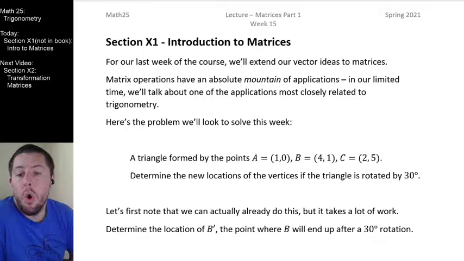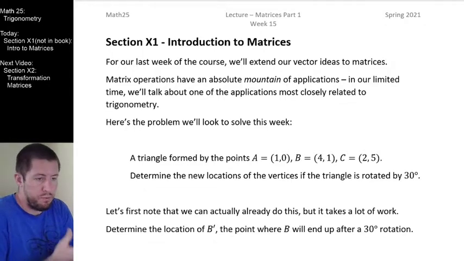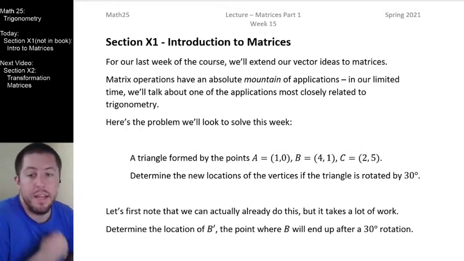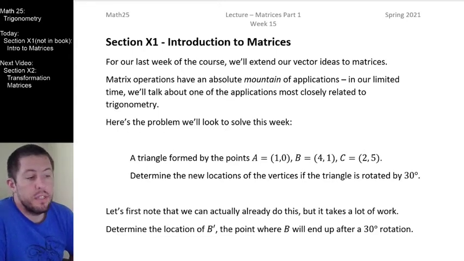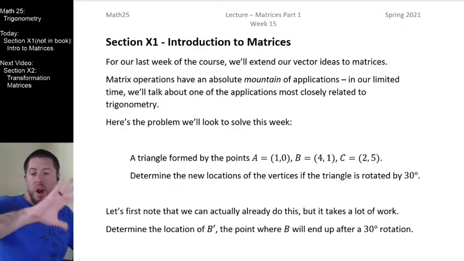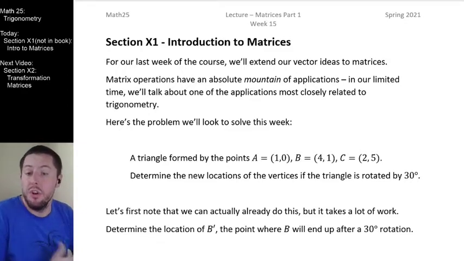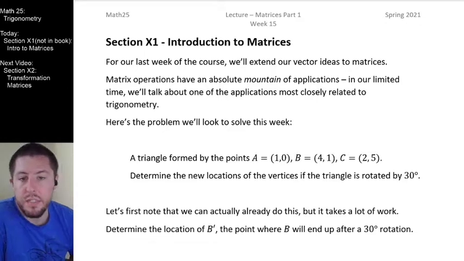So here's the goal: the problem I've got stated right here, we'd like to be able to solve using matrices by the end of the next video. A triangle is formed by 3 points in space. (1, 0), (4, 1), and (2, 5) are the three vertices of the triangle. What I would like to know is, if we took the triangle formed by those vertices and rotated it by 30 degrees in space, what are the new locations of those three vertices? That's the question that we want to be able to answer using matrices by the end of the next video.